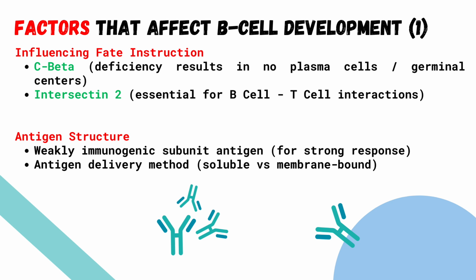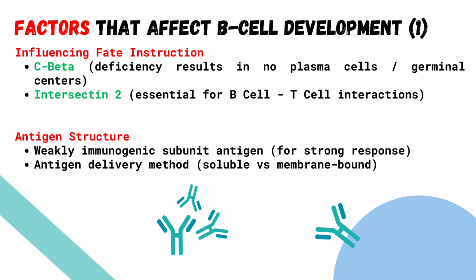Another study discovered that a deficiency of intersectin 2, a guanine exchange factor used for cytoskeleton remodeling, undermined the formation of B-cell T-cell conjugation. This means that an abundance of intersectin 2 is essential for B-cell T-cell interactions and further B-cell differentiation, which in turn impacts the level of protection after immunization.